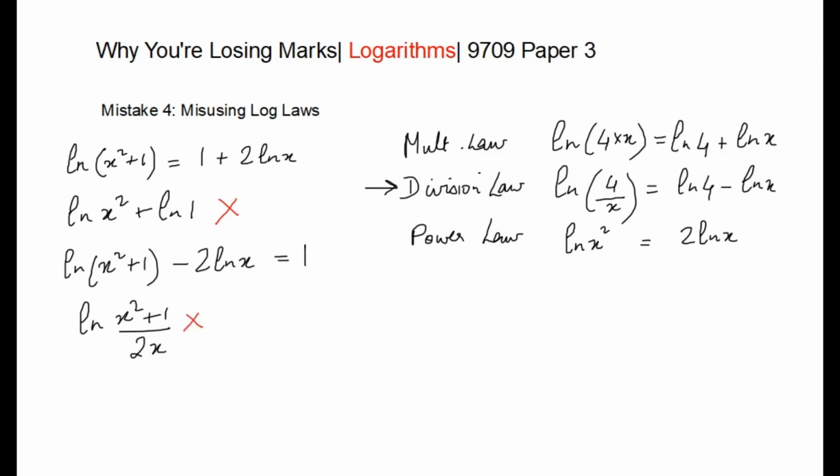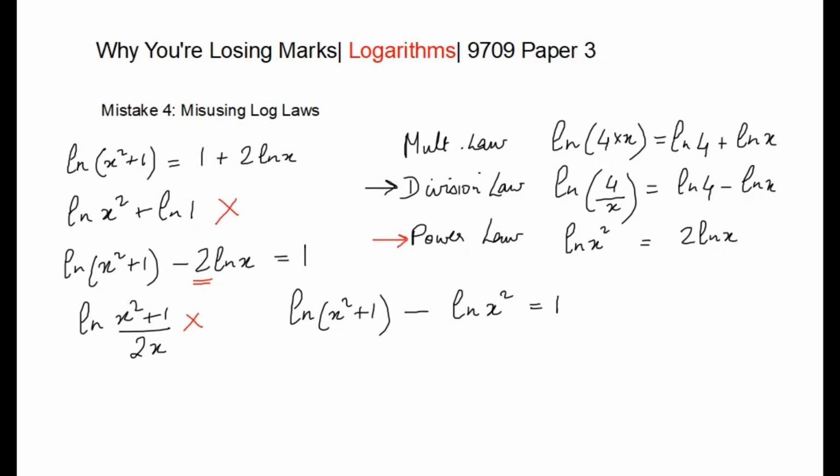So what you need to remember here is if there is a multiplier for a log, such as the 2 here, you want to use the power law to first take the 2 inside the log. So what does that mean? We'll be doing log(x squared plus 1) minus, and instead of 2 log x, use the power law and take the 2 inside the log function and make it log x squared equals 1. Now we're ready to apply the division law.